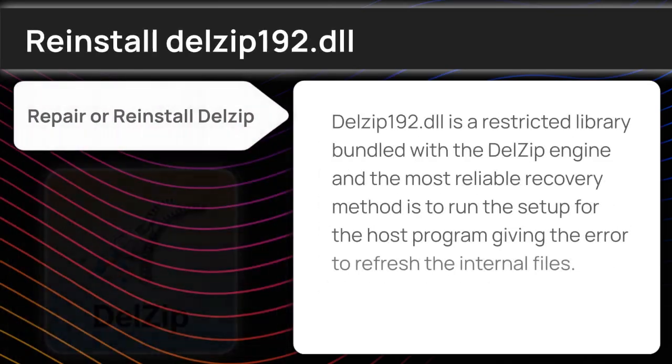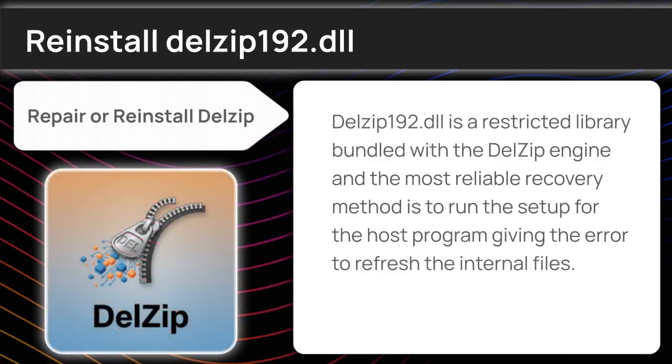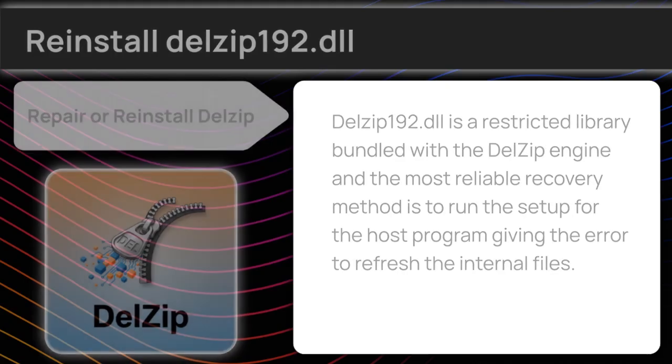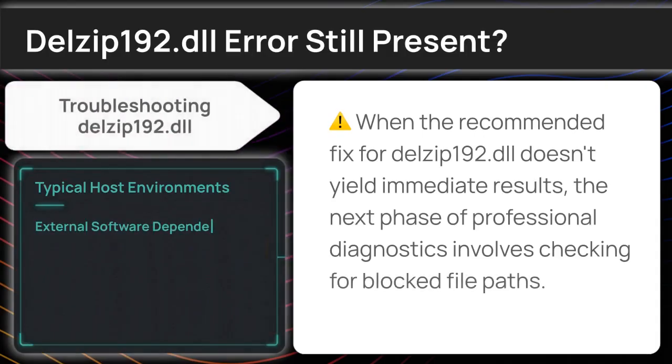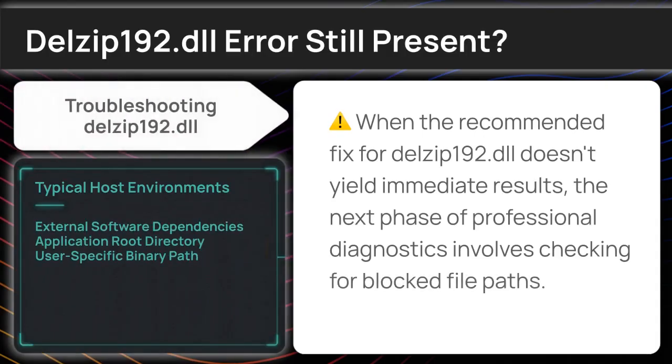delzip192 is a restricted library bundled with the DelZip engine, and the most reliable recovery method is to run the setup for the host program giving the error to refresh the internal files. If that initial setup didn't clear the pop-up, let's examine the specific initialization sequence assigned to your application's directory.